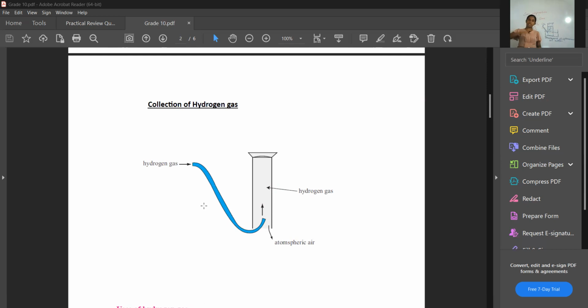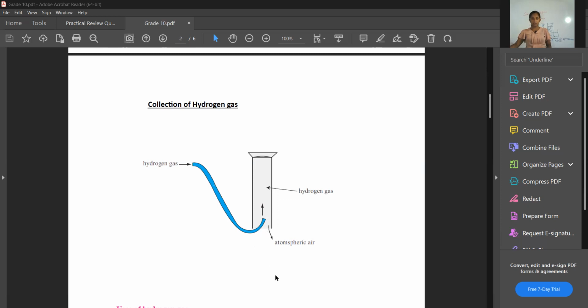If it is less dense than air, it goes up in the atmosphere, right? Not down, it goes up because it is less dense than air. So, to an empty gas jar, we can collect hydrogen gas by this method also, right? Here we have to enter the delivery tube into an empty gas jar like this. Empty means inside the gas jar there is air, right? So what happens when hydrogen enters the gas jar?